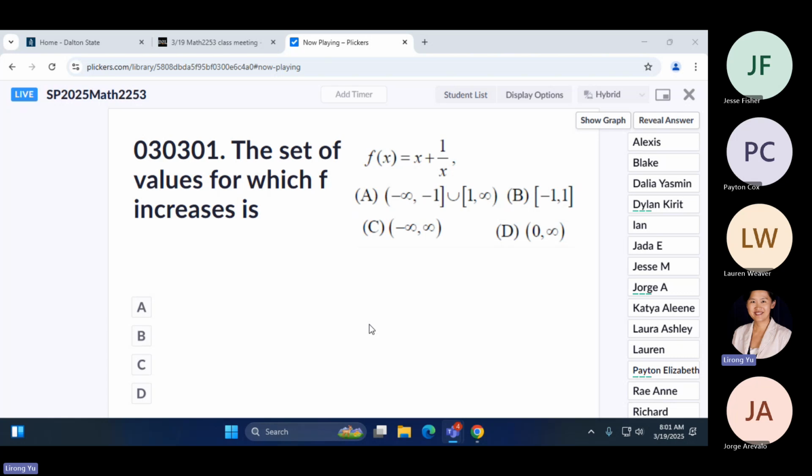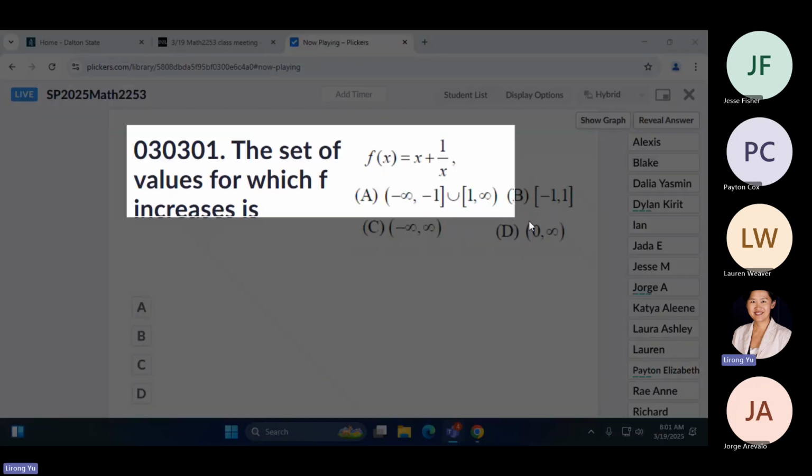Right, so we're going to start with what we were doing yesterday. The number one thing will be finding the derivative and then finding the critical points, and then using the critical points, we're going to determine the intervals. After determining the intervals, for each interval, we're going to use the derivative to determine whether it's increasing or decreasing. So that will be the plan.